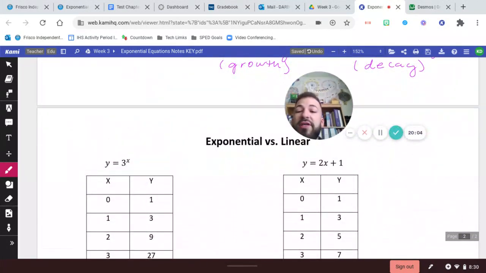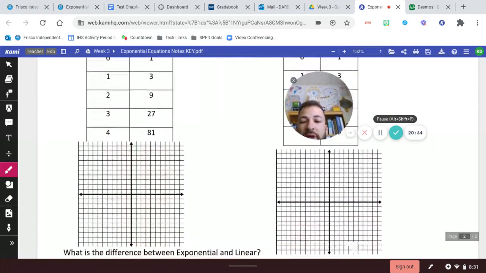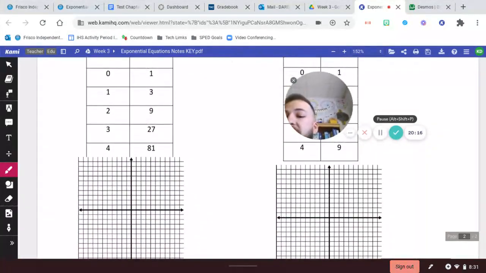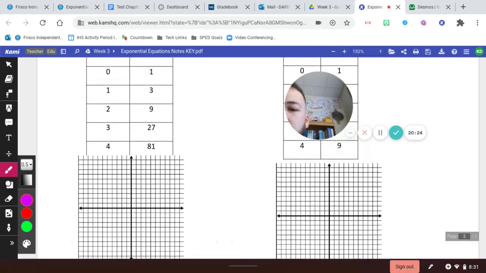All right, now let's look at an exponential function versus a linear function. So we have two functions, y is equal to 3 to the x, and y is equal to 2x plus 1. And we're going to graph each of them here. So our y equals 3 to the x, we've already graphed that one before. So 0, 1, 1, 3, 2, 9. Just like that. And we know we have an asymptote here.